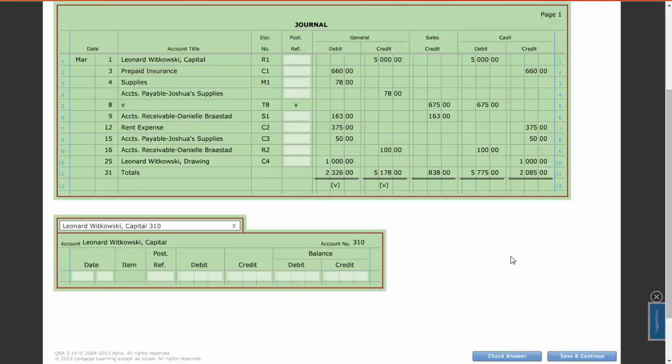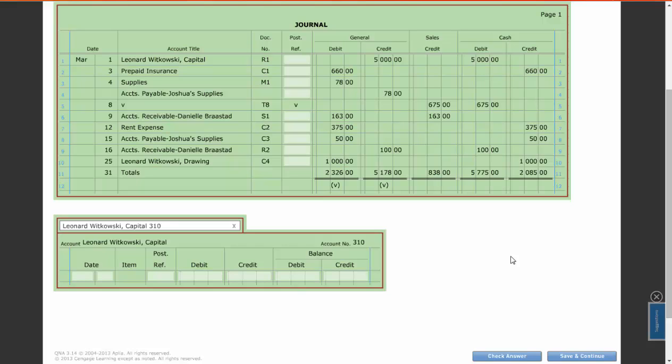Now, when I look at my ledger account here, moving across, I have the date and I have an item column. I'm going to tell you 98% of the time this item column is going to be left blank. We're not going to do anything with this, a few times, but not very often. Then we have this column here called post reference. That looks a little familiar, doesn't it? Post reference refers to where you got this information from. So we'll put something in there.